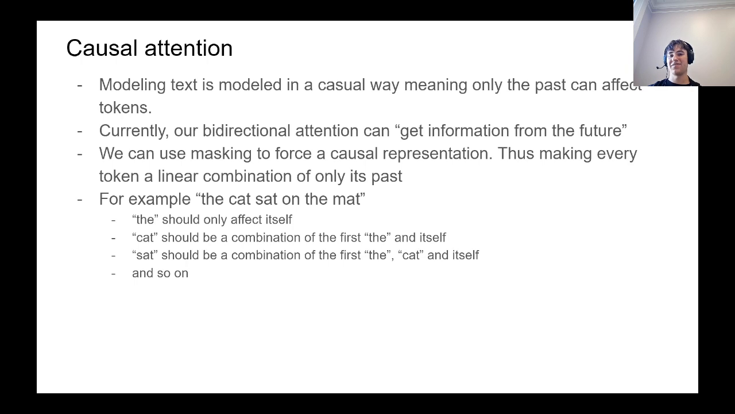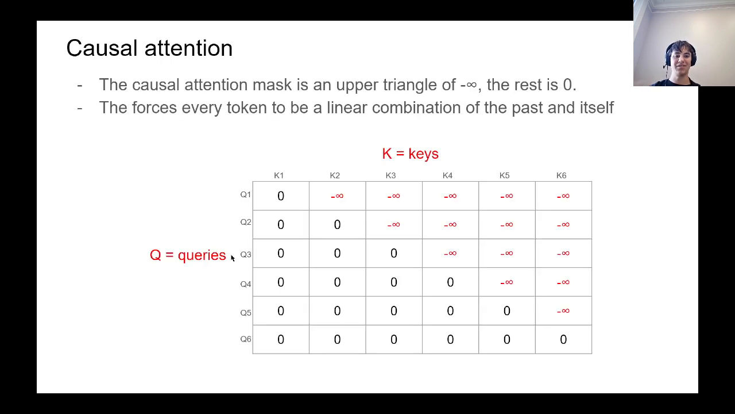So, causal attention. Basically, we have this way of masking things, and we want to mask it such that we have this causal representation. Again, to reiterate, we only want words to be affected by themselves and words in the past. We don't want them affected by words in the future. So in "the cat sat on the mat", we want the word "the" to only affect itself, we want "cat" to be affected by "the" and "cat", and we want "sat" to be affected by "the", "cat" and "sat". We don't want it to get information from the future because that causes problems.